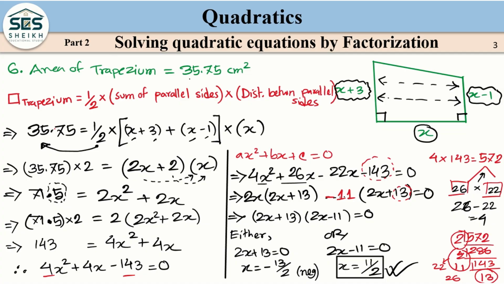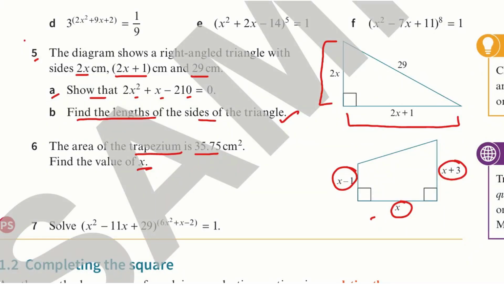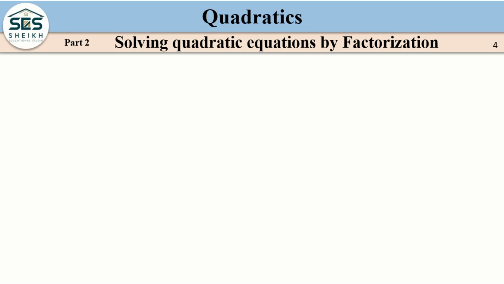So let's see our next math. It's the last math of our book. So we will solve x squared minus 11x plus 29, whose power is 6x squared plus x minus 2, and it's equal to 1. So let's see how we can solve this math.